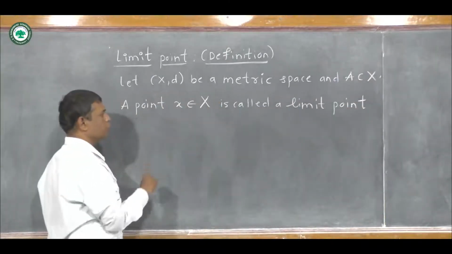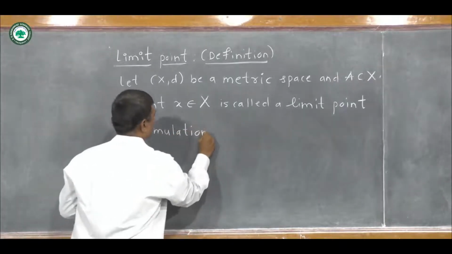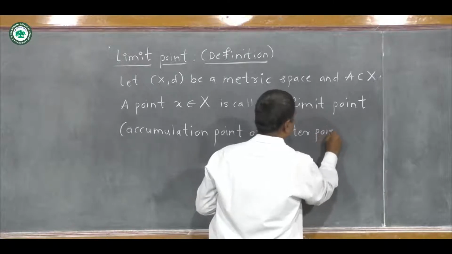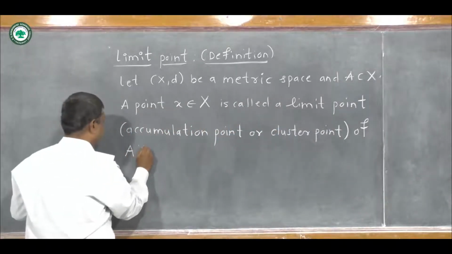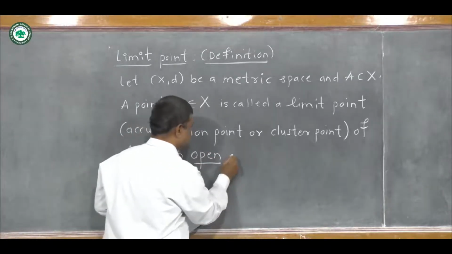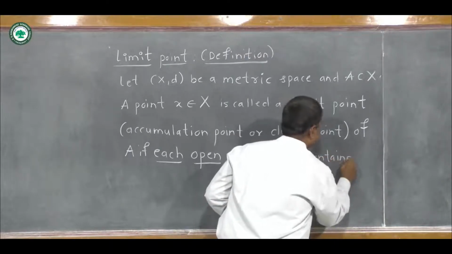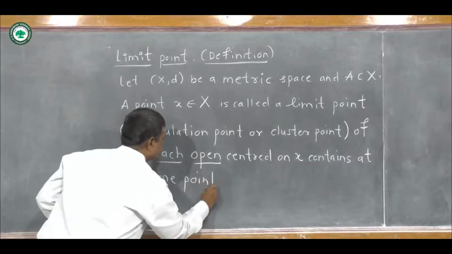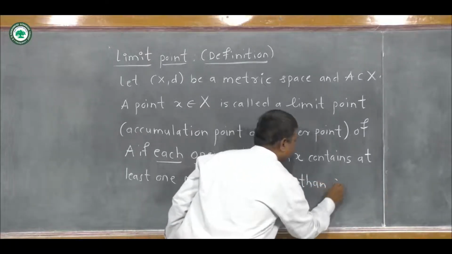Remember students, that a limit point is also called an accumulation point or cluster point, of A, that is set A, if each open sphere centered on x contains at least one point of A other than x.